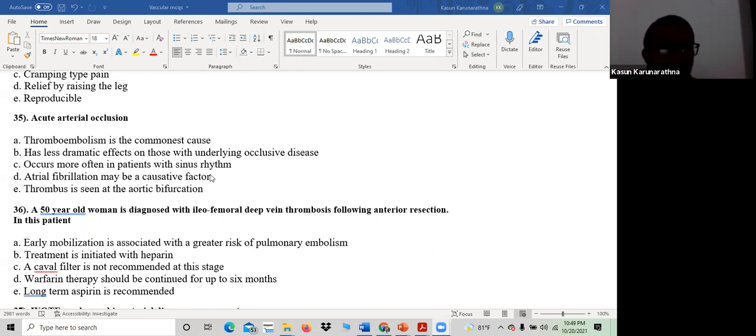Thrombus is seen in aortic bifurcation. What do you mean by that? There's saddle embolism. So, rare possibility, right? What is your answer for E? In acute limb ischemia, it's false, right? Yes, thromboembolism is the commonest cause. What is the answer for 35A? What is the commonest cause for acute limb ischemia?